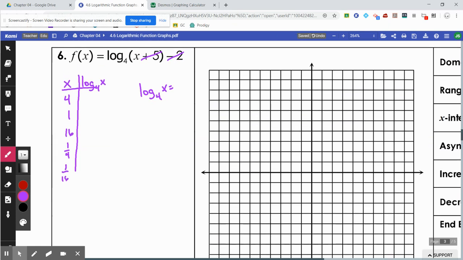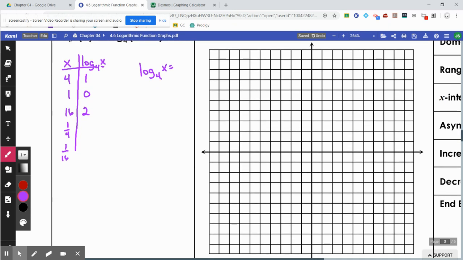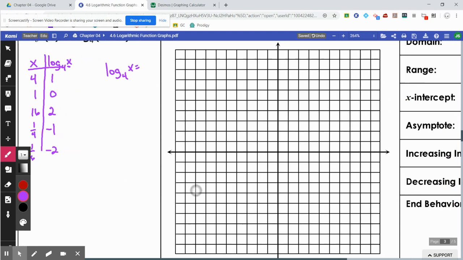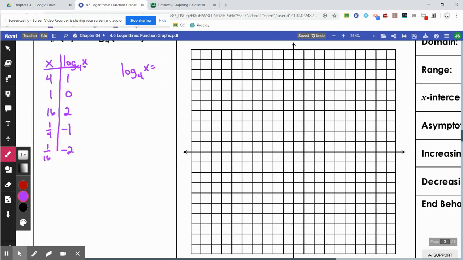And the reason, again, why: log base 4 of 4 says 4 to what power is 4? That's 1. Log base 4 of 1 is 4 to what power is 1. Log base 4 of 16 is 4 to what power is 16. 4 to what power is 1/4. 4 to what power is 1/16. And you can plot those values, but what we're trying to graph has been translated.